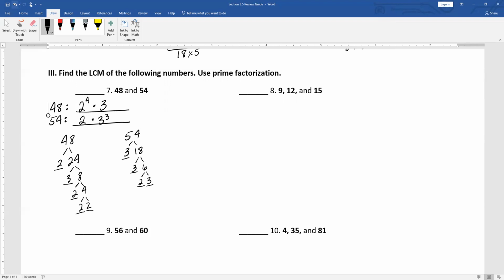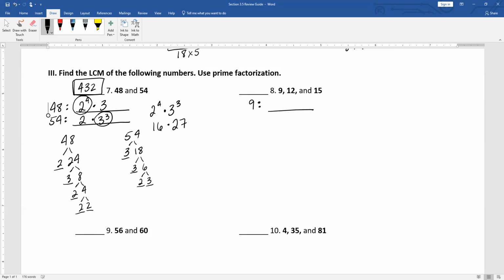They both have a 2, but we have to use the one with the larger exponent. So that's 2 to the 4th. And they both have a 3, but we have to use the larger one. So that's 3 cubed. So 2 to the power 4 times 3 cubed. And 2 to the power 4 is 16. And 3 times 3 times 3 is 27. So 16 times 27 is 432. And that is our least common multiple.